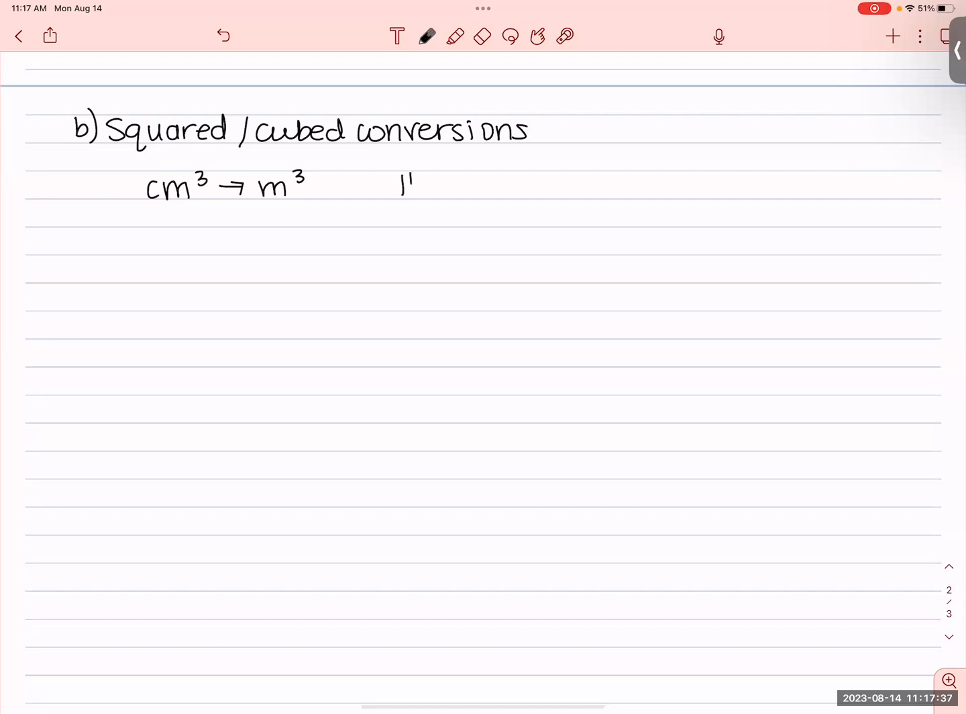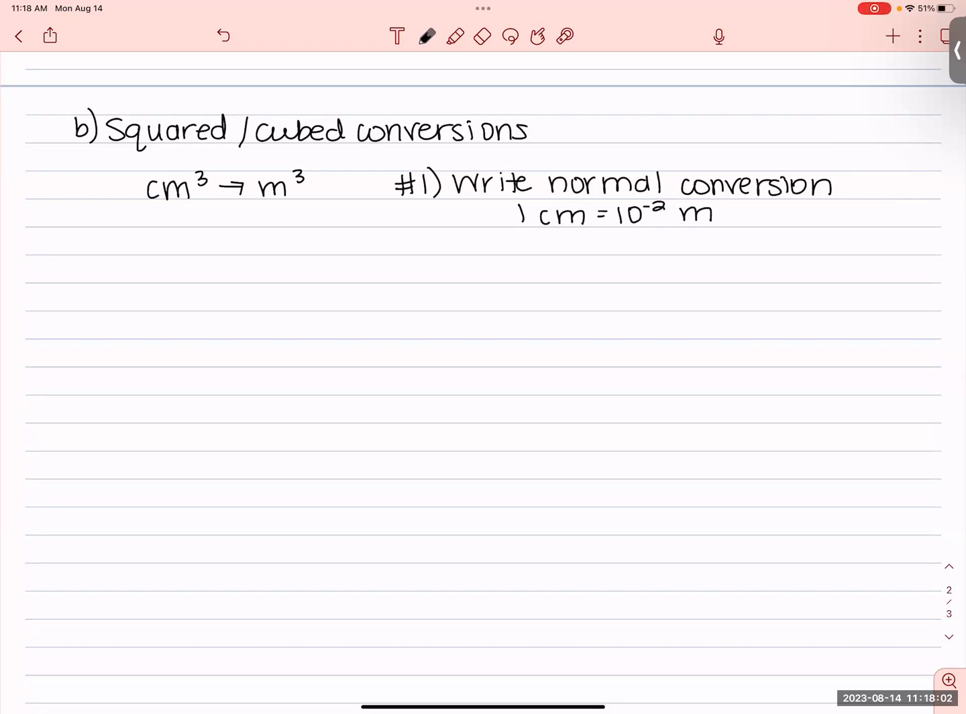Well, the first thing that we're going to do is write the normal conversion without the cube or the square. So we know 1 centimeter is 10 to the negative 2 meters, or 100 centimeters is a meter. Whatever you have memorized, whatever you're using, write your normal conversion without any cubes, without any squares. Then we're going to cube or square, or whatever you're doing, every number and unit. Every single part is going to get cubed or squared.